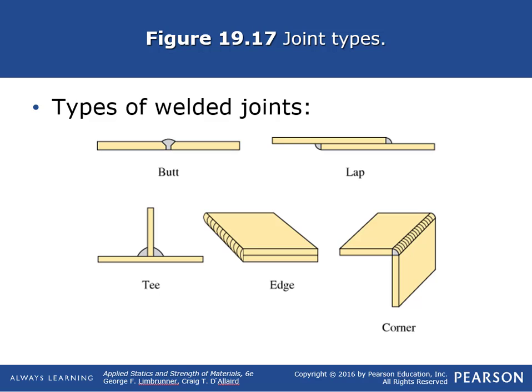Next is the types of joints. And this is how the metals are arranged for the welding. So in this case, this is a groove weld, but it's a butt joint. This is a fillet weld on a lap joint. These are fillet welds on a T-joint. This is an edge weld, and then this is a fillet weld on a corner piece. So these are the types of welded joints that you can see.